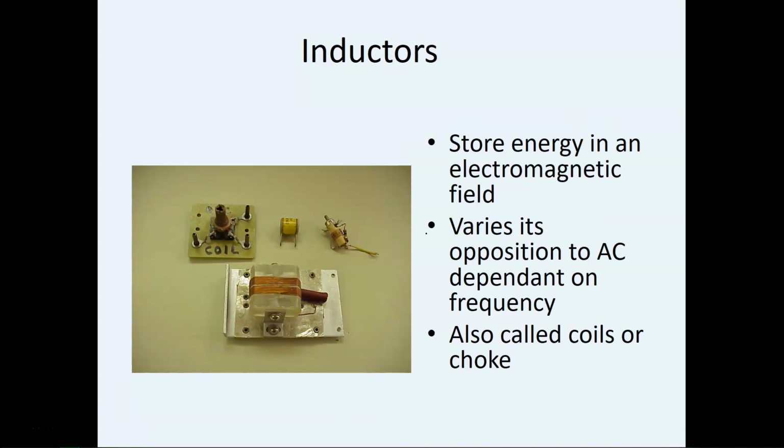Then you have what's called inductors. Let me say this first before I get into inductors: two inductors make a transformer. An inductor stores energy in electromagnetic fields. Again, they're also very opposition dependent on frequency on AC. So you won't really see this in DC, but you'll see it in AC. These are very commonly used in AC electronics.